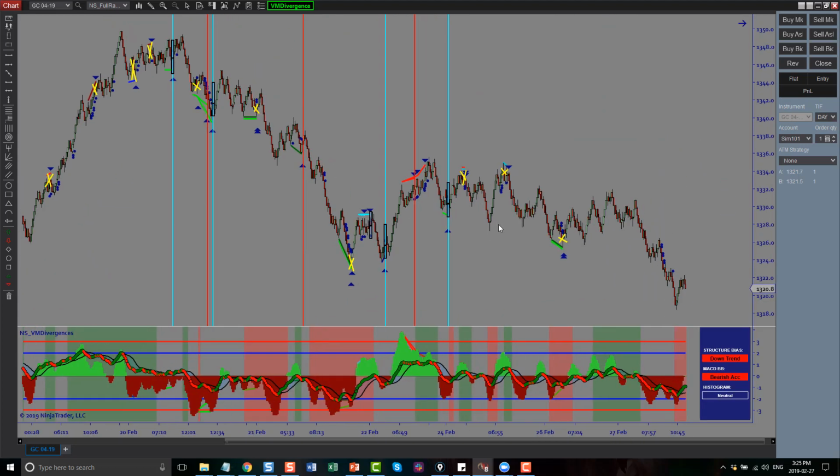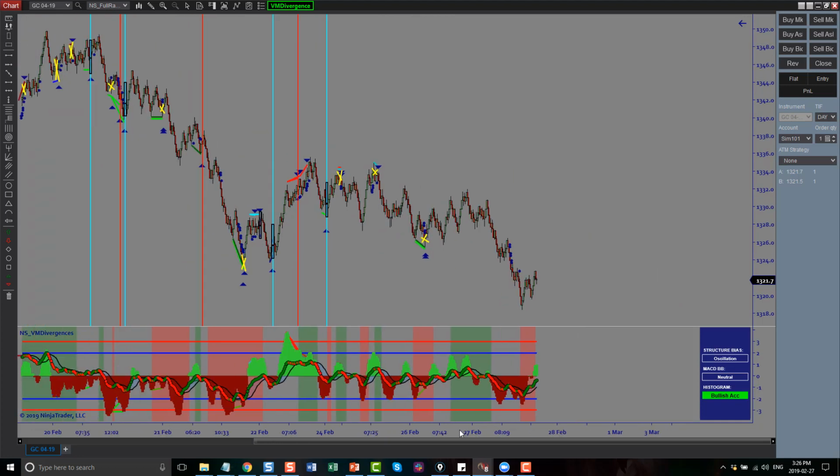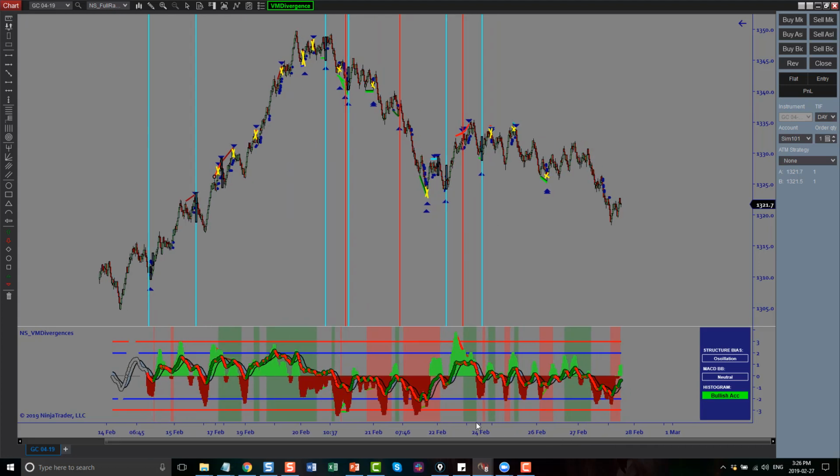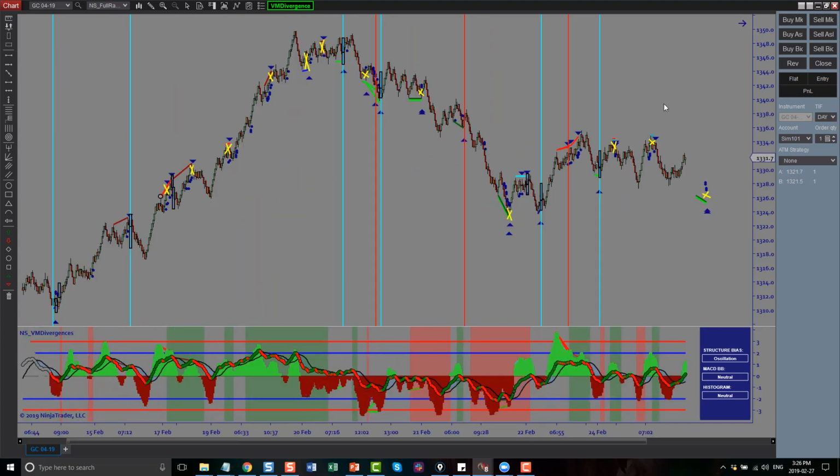1, 2, 3, 4, 5, 6. Maybe I'm missing one here. We're going here: 1, 2, 3, 4, 5, 6 to 1, 2, 3. You might have lost a little bit, but that's still 50%. 50% with a 1.5 reward to risk. You're making money. And I'm here not to tell you how much money. I'm here to show you that that's how you look at divergence.